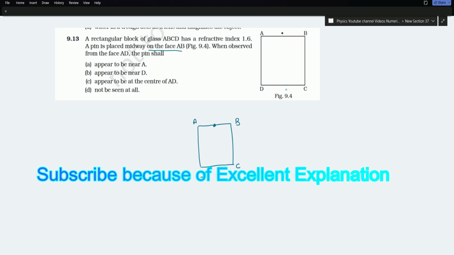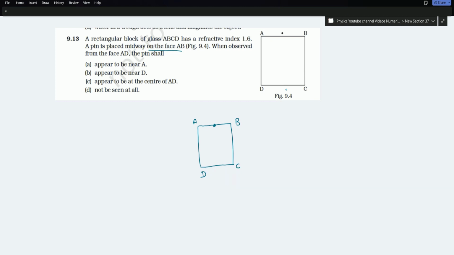Now the question is, where will you be able to see the pin? Can you see it close to A, or close to D? That's the question being asked. For you to be able to see the image from the A side, the D side, or at the center of AD, or not seen at all, the emergent ray should emerge out. So this is your normal, and the bending has to take place, and these are your eyes. Your eyes are here, and you're able to see it.